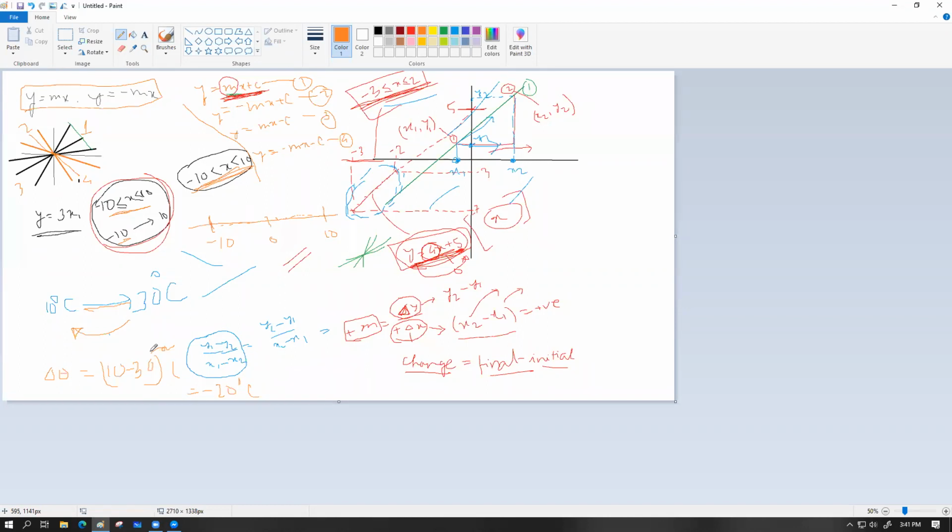M is the generic symbol for gradient for typically all sorts of straight line equations. M is the gradient, sure, no problem.